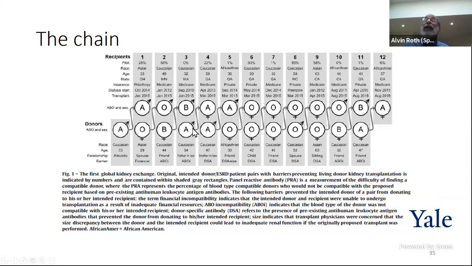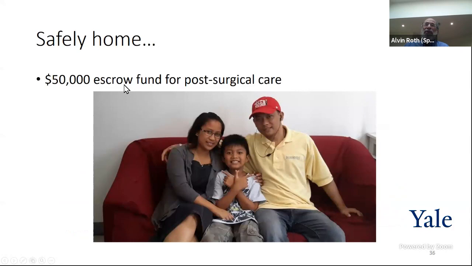So they get their kidney, and they are home safely. There's an escrow fund in Ohio that pays for their medical care, which is quite cheap. Once they're home, they get good medical care again. They don't need a transplant anymore. They just need post-operative care for the donor and for the patient, which they can get for a long time.